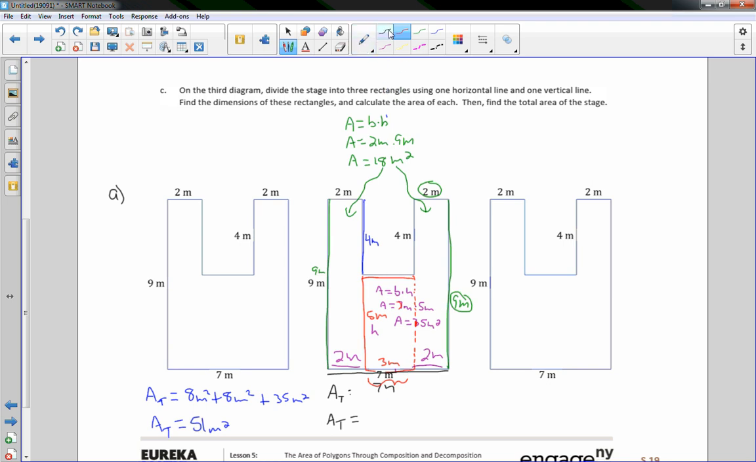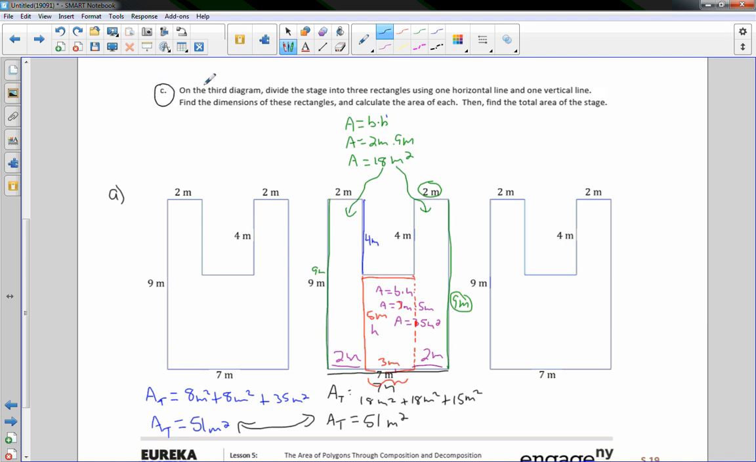So now when I do my area totals, I get 18 meters squared from this rectangle here, 18 meters squared for the second rectangle, and 15 meters squared for the red rectangle. 18 plus 18 is 36, and 15 is 51 meters squared. So these are equivalent. Once I saw they weren't equal, I knew there was an issue, so I went back and I found my problem. All right, so my apologies there, and let's move on to C.